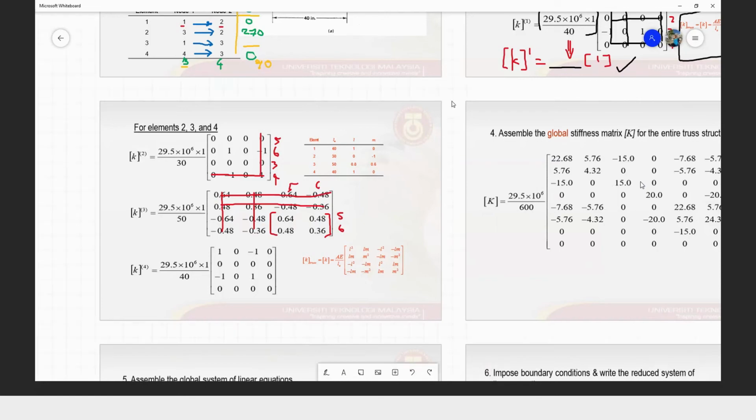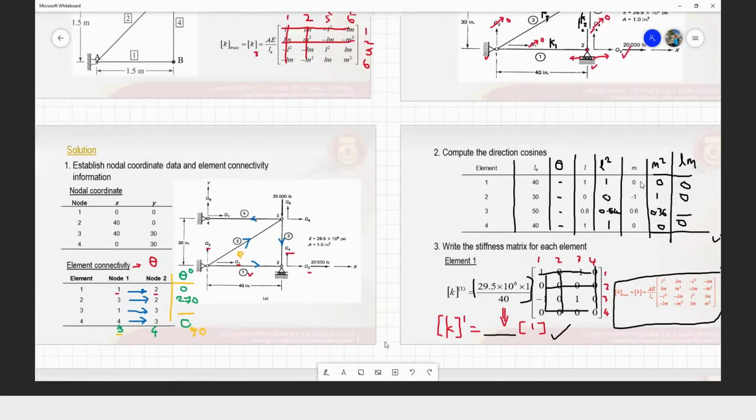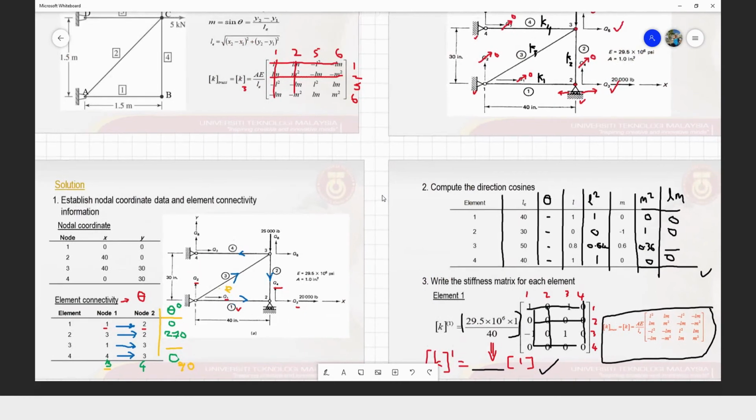Next, kita prepare untuk K4. Kita punya K4 is connected from 4 to 3. Ni pun sama, kita tulis dekat sini from 4 to 3. Then our index dekat atas ni akan jadi 7, 8, 5, 6.